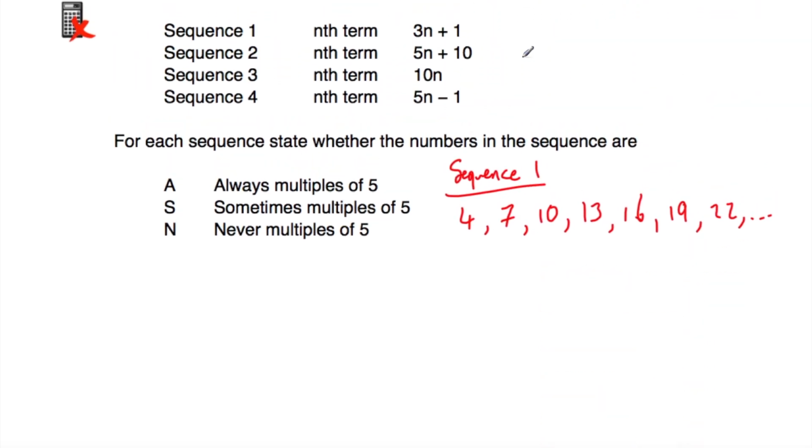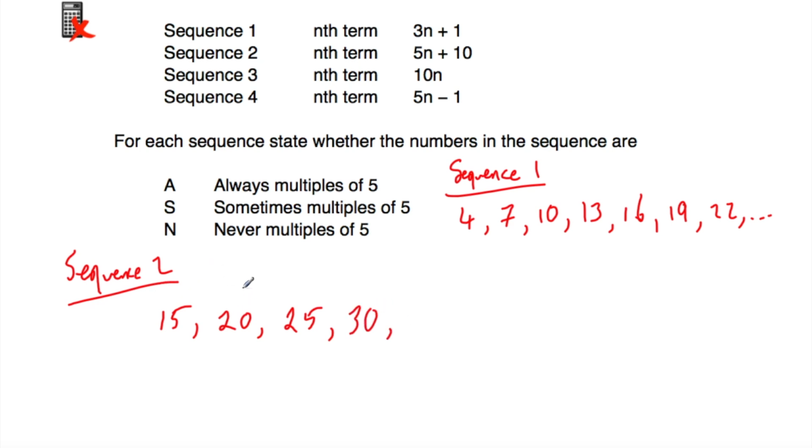Okay, let's look at our next sequence, 5n plus 10. So let's write that down, sequence 2. So in terms of sequence 2, the nth term is 5n plus 10. So let's do 5 times 1, which is 5, plus 10 is 15. So that's the first term in the sequence. 5 times 2 is 10, plus 10 is 20. Our next term, 5 times 3 is 15, plus 10 is 25. 5 times 4 is 20, plus 10 is 30, and so on. So here, as you can see, we've got 15, 20, 25, 30, so that'd be 35, and so on. So that's our sequence there, that's sequence 2.